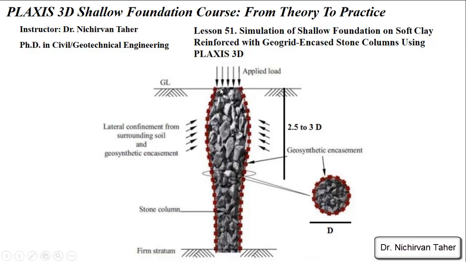So in practice, engineers use encased stone columns, and generally geosynthetic materials are used for these purposes. In this example we will try to simulate this situation in Plaxis 3D. When we use geosynthetic material as a case for stone columns, it provides lateral support against buckling when we apply the foundation.